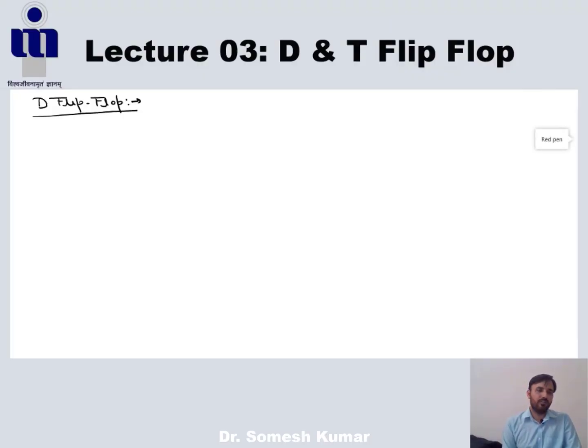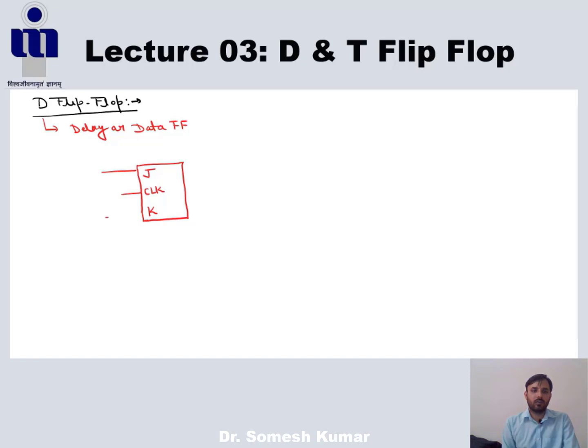The D flip-flop is sometimes also called the delay or data flip-flop. Both the D flip-flop and the T flip-flop we can derive from our JK or SR flip-flops. First we will study the block diagram, or the circuit diagram, of the D flip-flop. So you all know this is the block diagram of the JK flip-flop. The JK flip-flop has three inputs, J, K and the clock, and two outputs, one is Q, second one is Q bar, right?